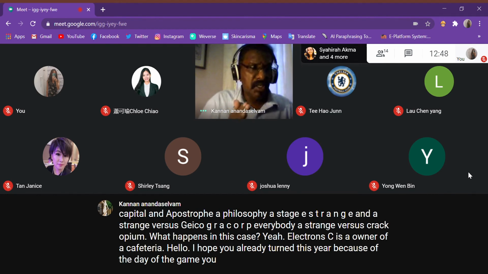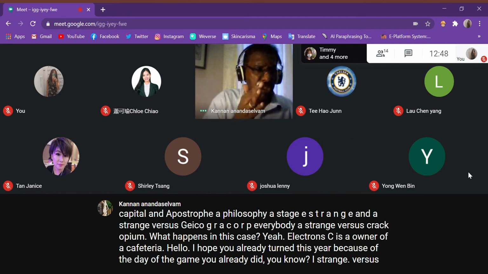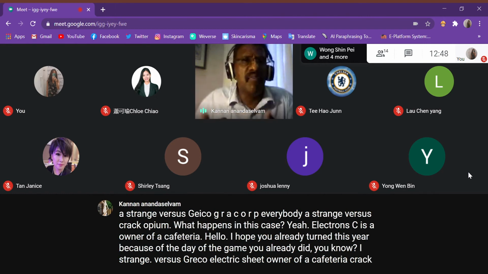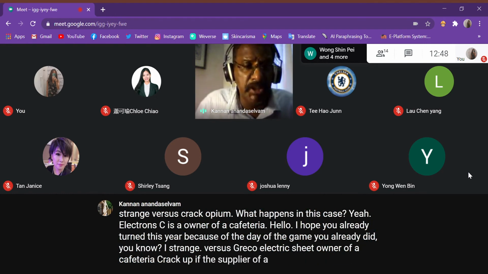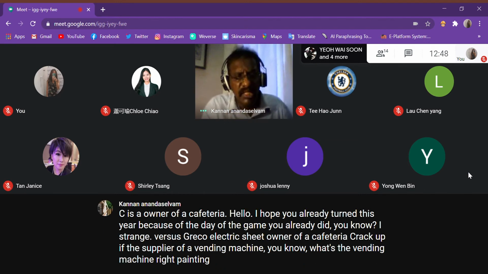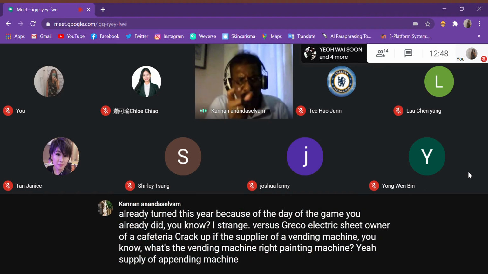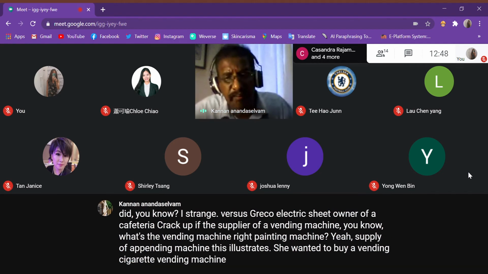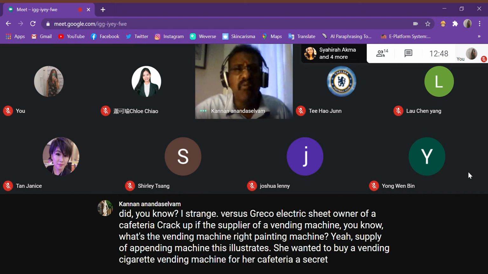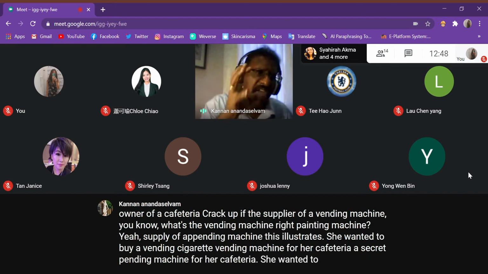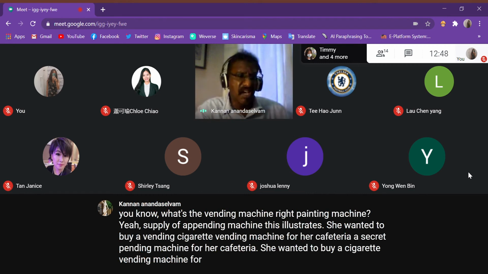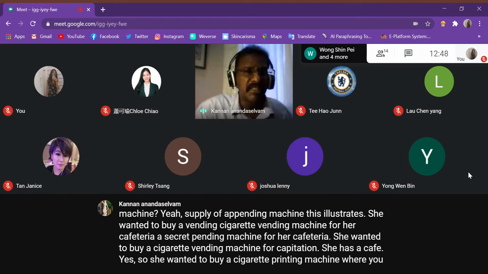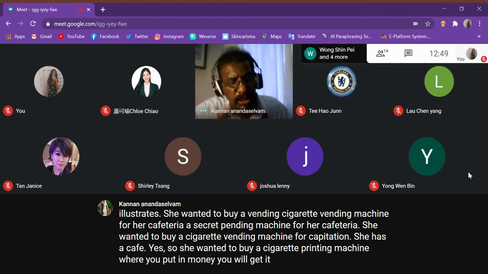L'Estrange versus Graucob. L'Estrange is the owner of a cafeteria. Graucob is the supplier of a vending machine. You know what a vending machine is, right? L'Estrange wanted to buy a cigarette vending machine for her cafeteria, where you put in money and get a packet of cigarettes. So she entered the agreement.